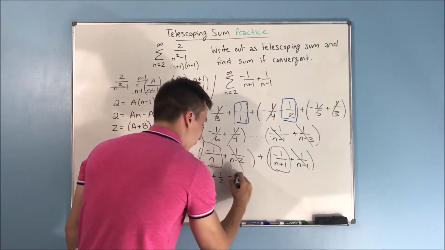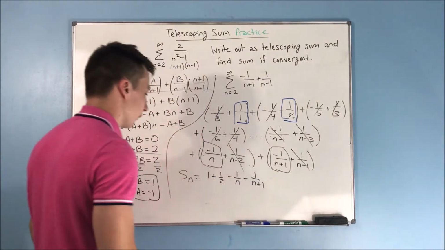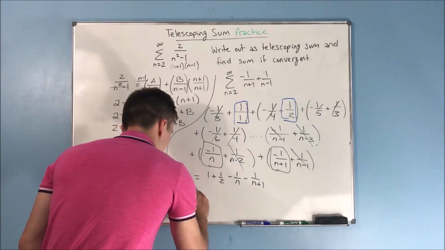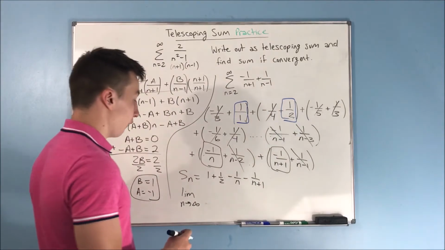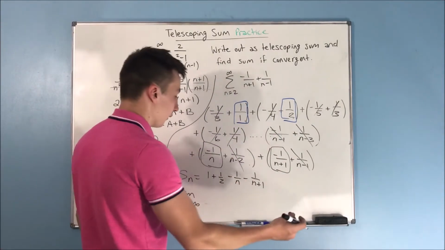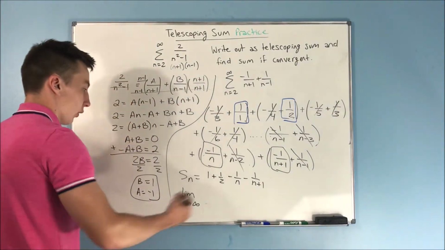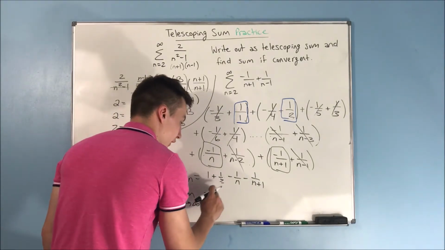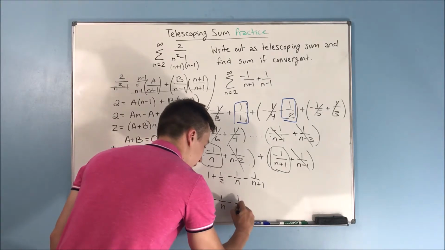minus 1/9 minus 1 over n plus 1. Okay, running out of room here, but that's not a big deal because all we have to do now is take our limit as n approaches infinity. We're taking a partial sum of an infinite number of terms, which is just our total sum. So this just becomes the limit as n approaches infinity of combining these two. We get 3/2 minus 1 over n minus 1 over n plus 1.